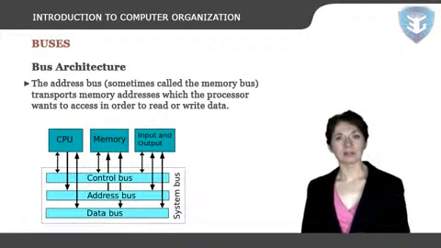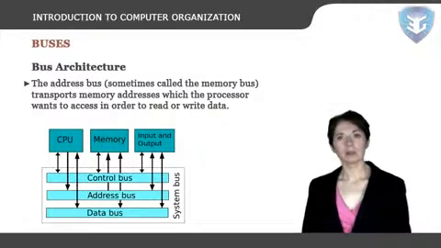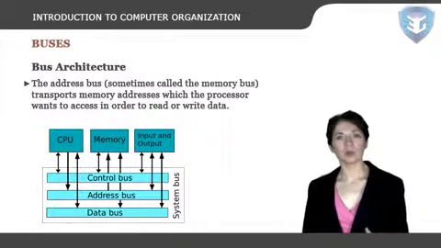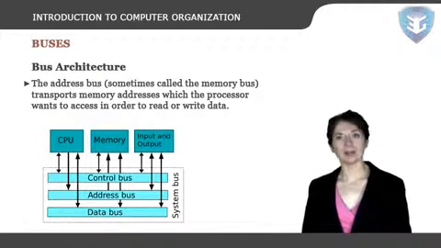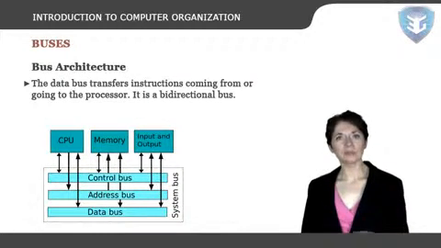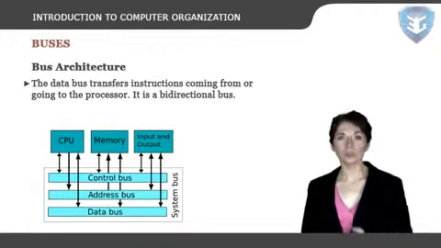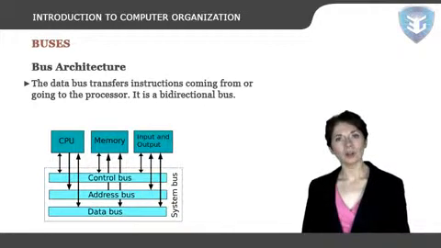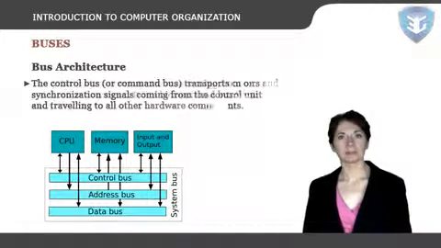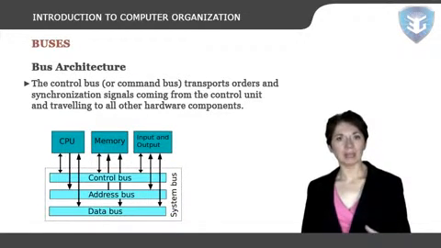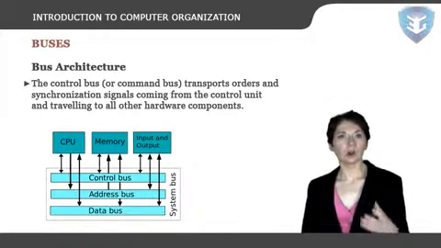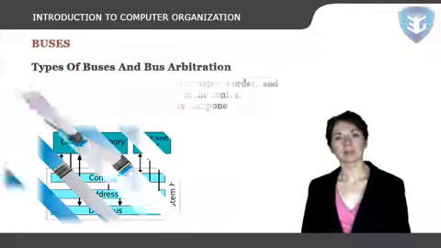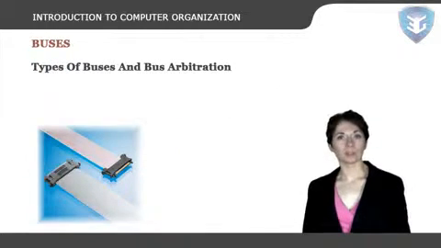The address bus, sometimes called the memory bus, transports memory addresses which the processor wants to access in order to read or write data. The data bus transfers instructions coming from or going to the processor. It is called a bidirectional bus. The control bus or command bus transports orders and synchronization signals coming from the control unit and traveling to all other hardware components. Types of buses and bus arbitration.